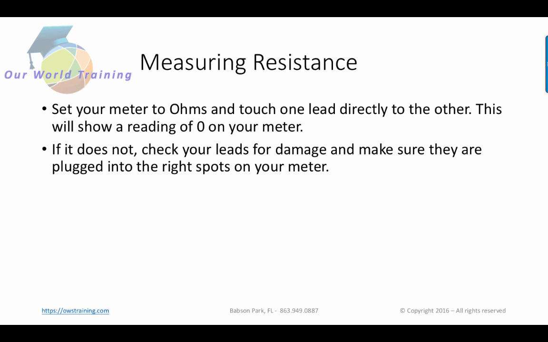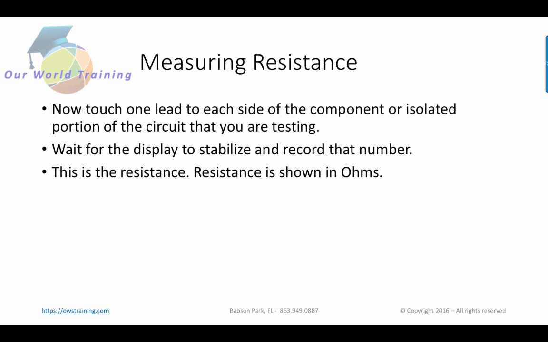Set your meters to ohms. Touch one lead directly to another. This will show a reading of 0. That's to verify that your meter is working properly. If it doesn't, check your leads for damage and make sure they're plugged into the right spots on your meter. Now, touch the lead to one side of the component or isolated portion of the circuit. Wait for the number to stabilize and record that number. That's the resistance. Resistance is shown in ohms.